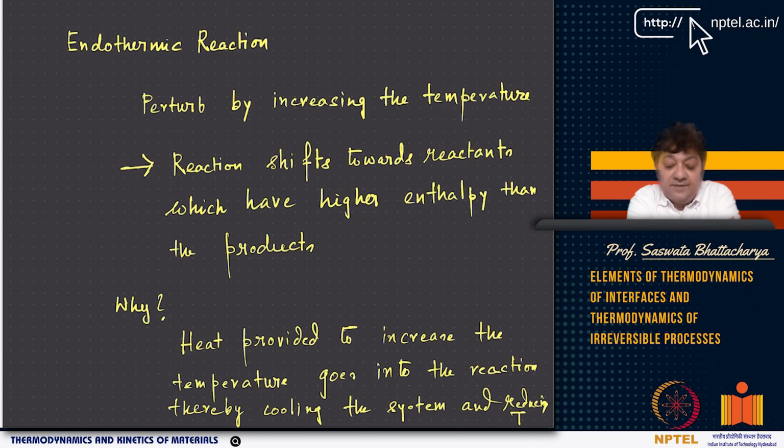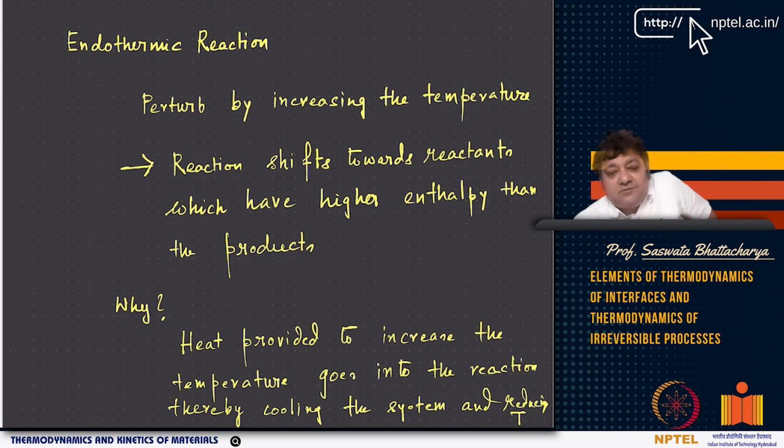Now if I perturb the system by increasing the temperature, then what happens? An endothermic reaction means it absorbs heat for the reaction to occur. For the reactants to react and form products, you need to supply heat to the reaction. Now if I just increase the temperature of the system, then what happens? The reaction shifts towards the reactants because it has higher enthalpy than the products, right?